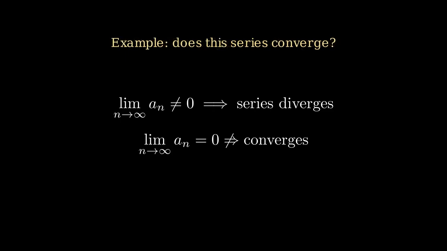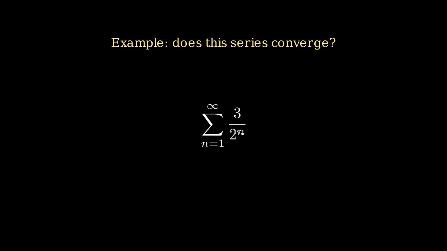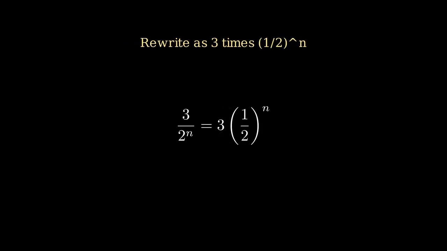Now let's work an example. We want to determine whether the sum from n equals 1 to infinity of 3 divided by 2 to the n converges, and if so, find its sum. First, rewrite the general term. 3 divided by 2 to the n is the same as 3 times (1 divided by 2) to the n. So this is a geometric series.